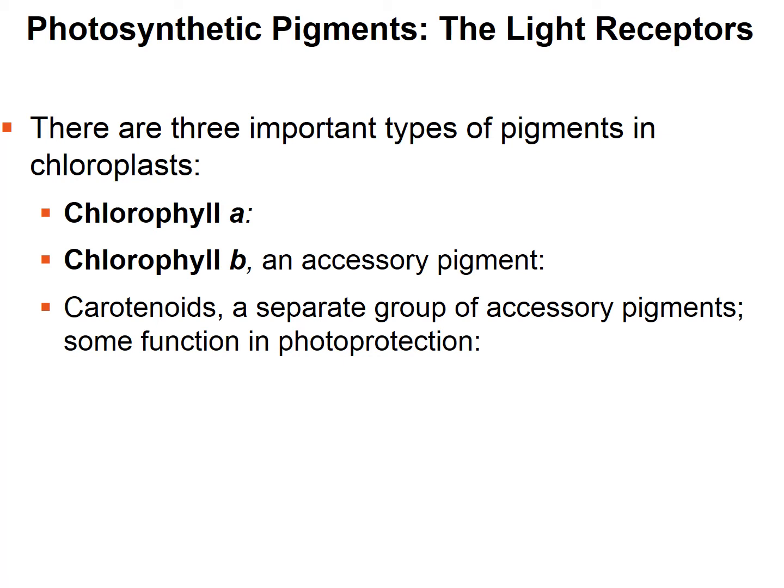One is chlorophyll A. This is going to be the key light-capturing pigment. The second is chlorophyll B. This is an accessory pigment. This is going to transfer energy to chlorophyll A. And the third type are carotenoids. This is a separate group of accessory pigments. These can play a role in photosynthesis and some function in what we call photoprotection. So it absorbs excessive light that would otherwise damage the chlorophyll.